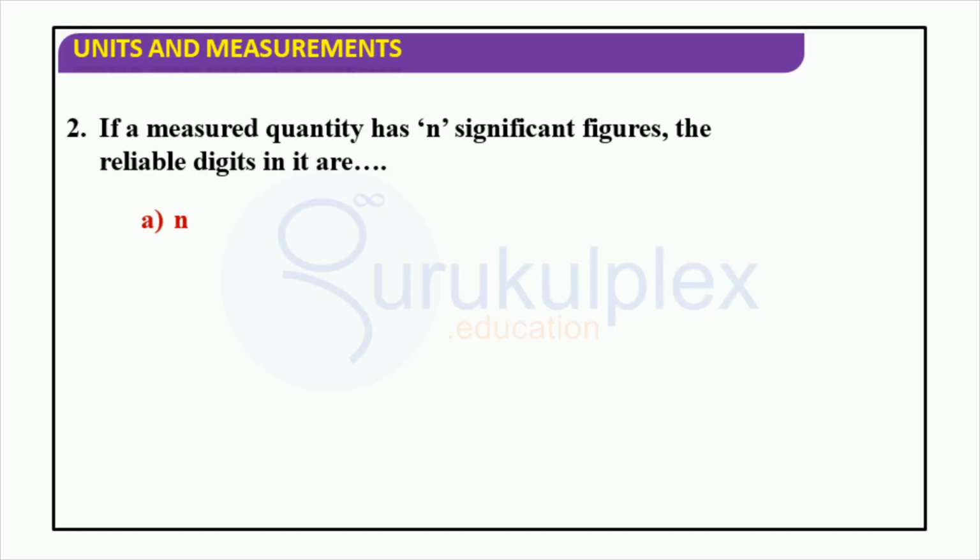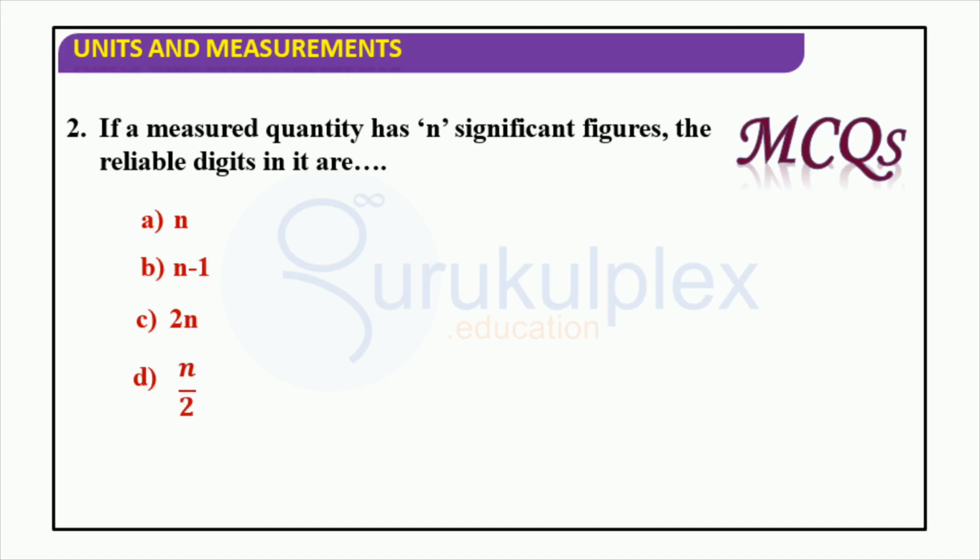Reliability of digits in a measured quantity is determined by the number of significant figures it has. If the quantity has insignificant figures, then the reliable digits in it are in 1. This knowledge is essential when interpreting and analyzing data.